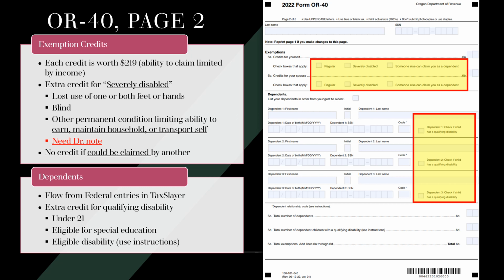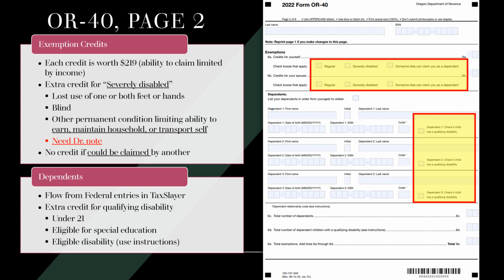Oregon has a similar concept for exemptions, where taxpayers and dependents each get an exemption, which is indicated by checking the box for a regular exemption. Each of these exemptions could result in a credit further down the return of $219. However, the ability to claim these credits is limited by income.